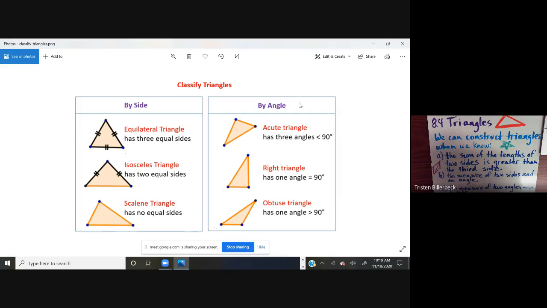If we classify by angle, acute triangles have three angles that are less than 90 degrees. And a right triangle has one angle that's 90 degrees. And obtuse triangles have one angle that is greater than 90 degrees.